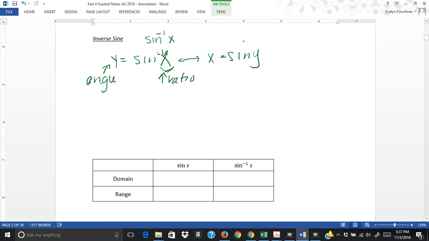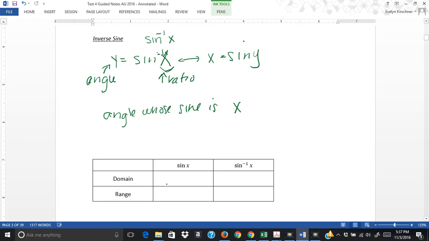So when I think about what I'm looking for, what I read in this is I'm looking for the angle whose sine is x, or the ratio x. So let's think about the domain and range.